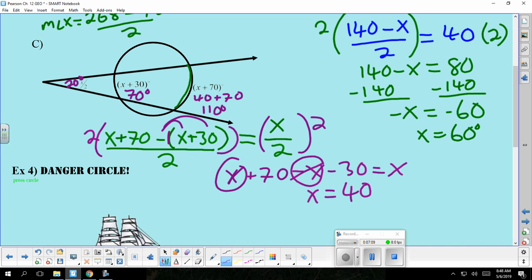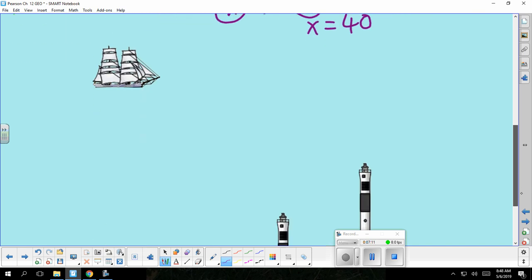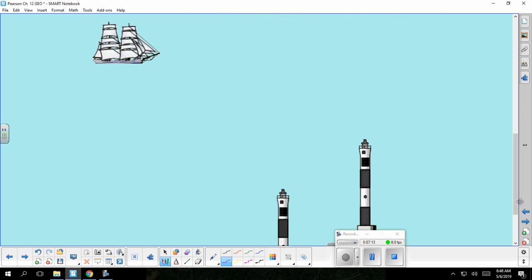All right, so I apologize for the scary nature of this next problem. But this is a practical use for this. So the danger circle is the area out at sea where a ship is in danger of hitting rocks. Lighthouses are set up to warn ships. They create a circle with the arc as shown below. If the boat travels inside the circle, it is in danger.